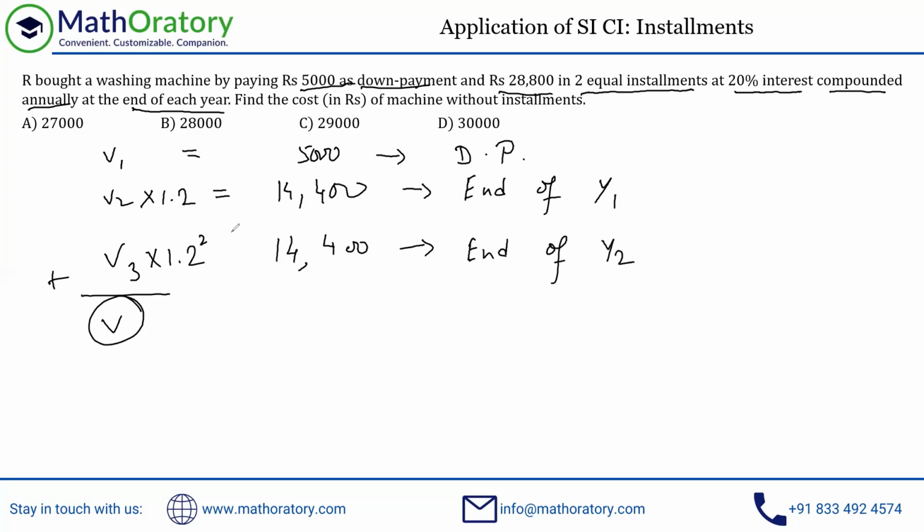So V3 was the initial amount. That scaled up to V3 into 1.2 by the end of year 1, and that scaled up to V3 into 1.2 into 1.2 by the end of year 2. So this is the net value generated at the end of year 2. So this should correspond to 14,400. And since all the payment is made up, we can assume that V1 plus V2 plus V3 should be equal to this V.